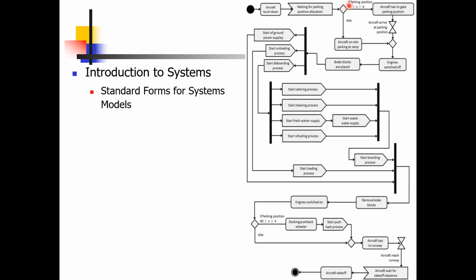Then once you get to either of those, the engine is switched off, the brake blocks are placed, and then three activities start. We start the power supply checks, we unload the baggage of the passengers, and we start deboarding the passengers. When we finish deboarding the passengers, that's when we can start catering for the next flight. We can clean, we can supply the water, and start refueling. Once we start the freshwater supply, we also start the wastewater supply, and when all this is done, we can start the boarding process for the next flight.